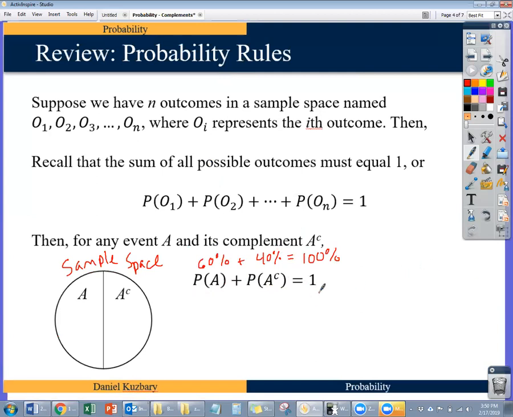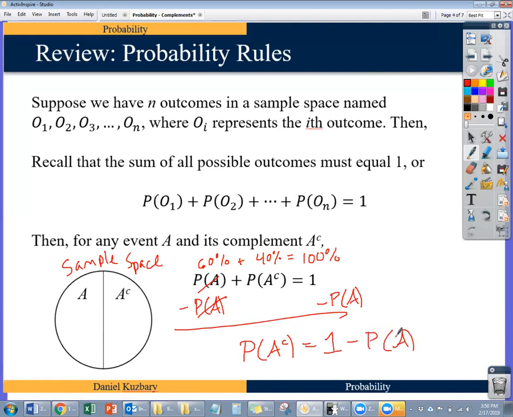Okay. Now let me do a little bit of basic algebra real quick to show you where our rule of complements is coming from. I'm going to subtract the probability that A happens from both sides of this. I can do that. It's an equation. I'm just doing some algebra here. If I do that, then this cancels out, and I'm left with the probability that A complement happens is equal to 1 minus the probability that A happens.